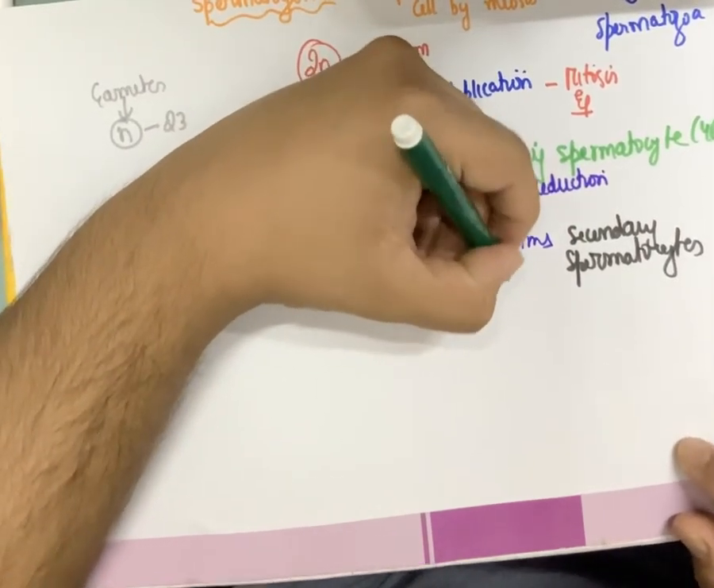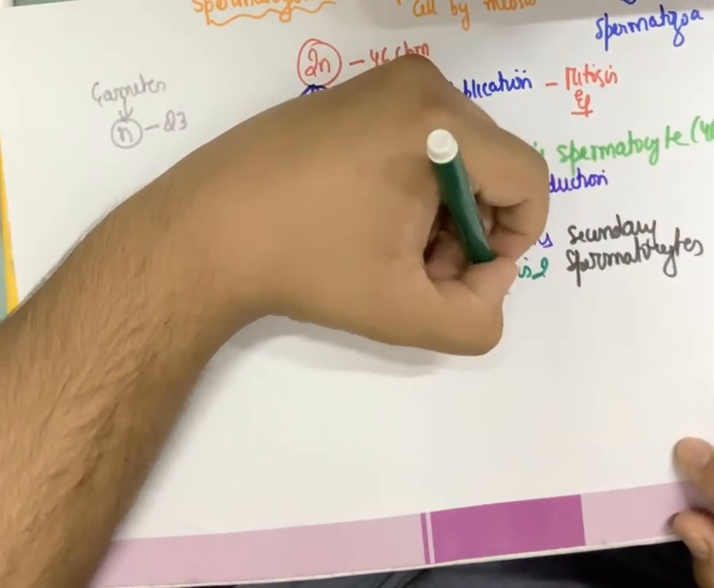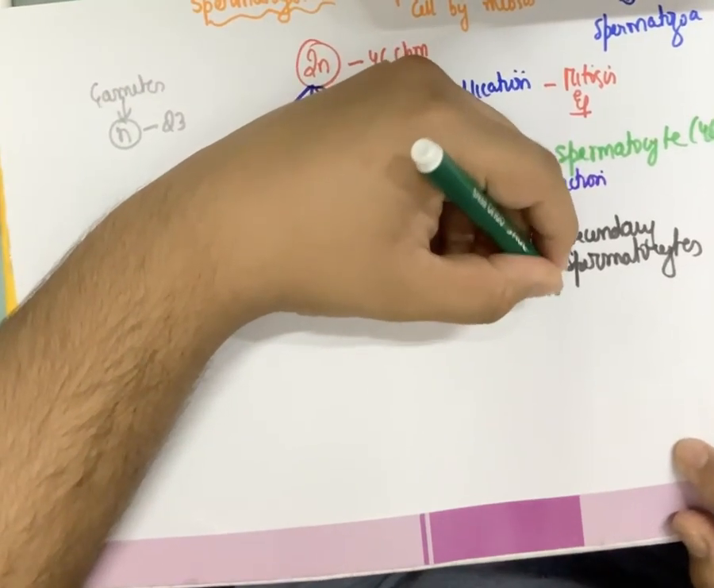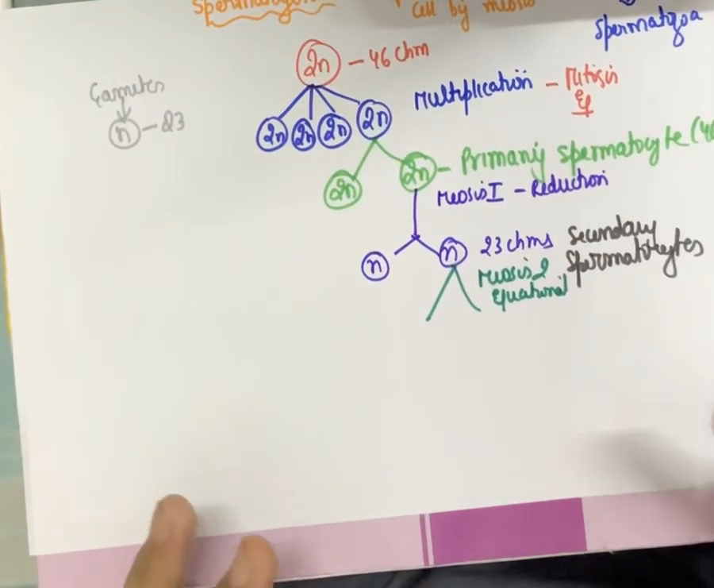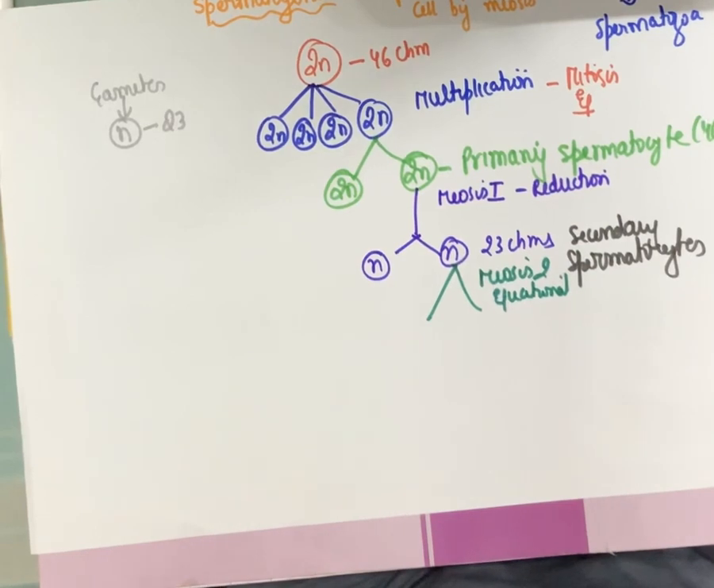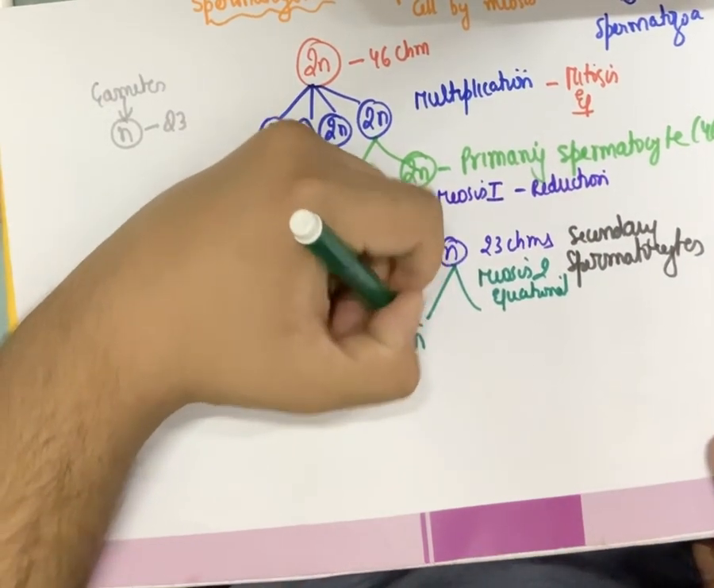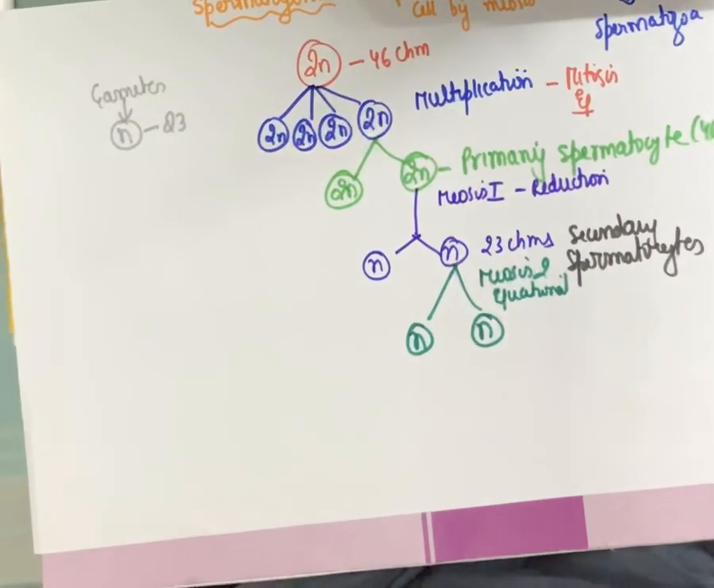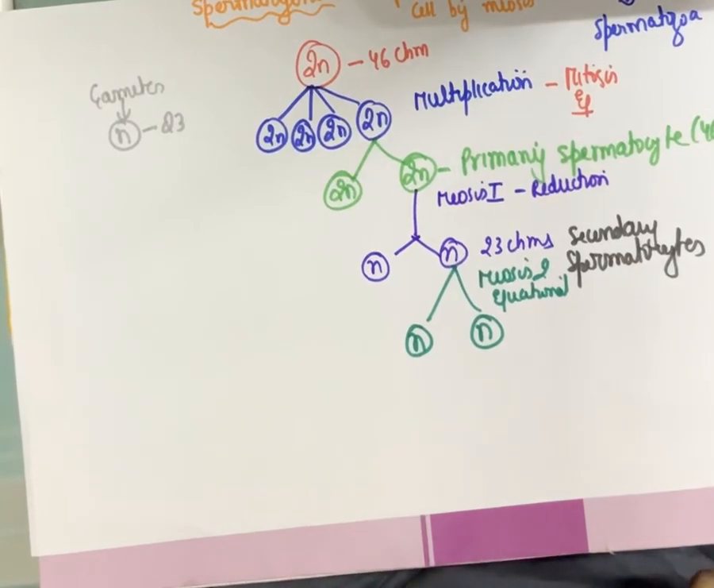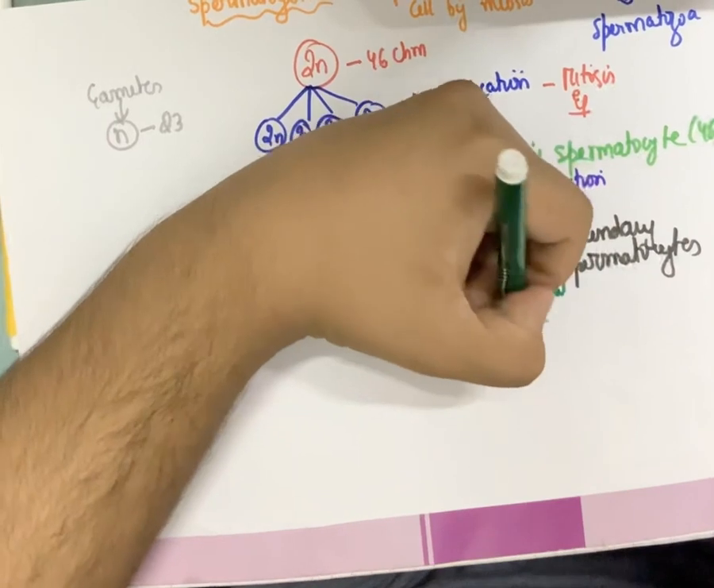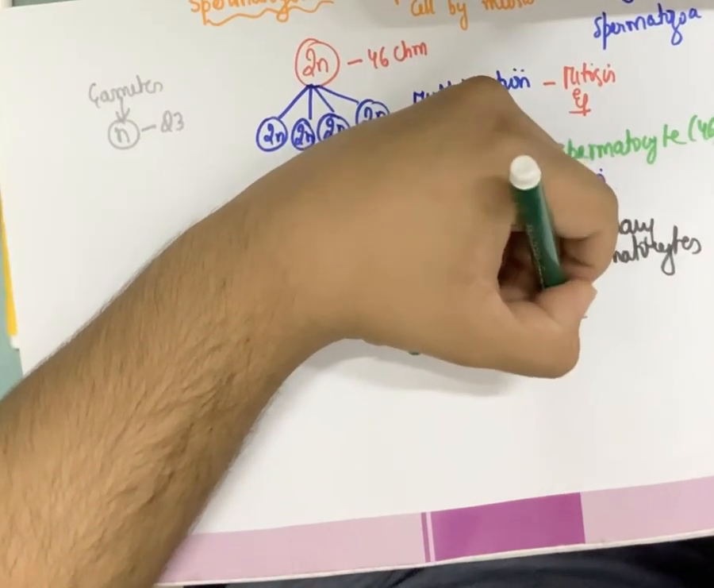So it undergoes meiosis 2, which is an equational division, because meiosis 2 cannot reduce the chromosome number further. The reduction has already happened in meiosis 1. So this N and N will form after meiosis 2, and these are actually not sperms. We think that this is the sperm, but this is not the sperm. This is called spermatids.